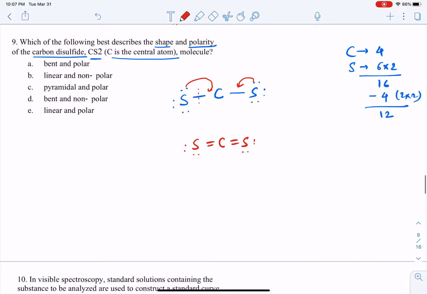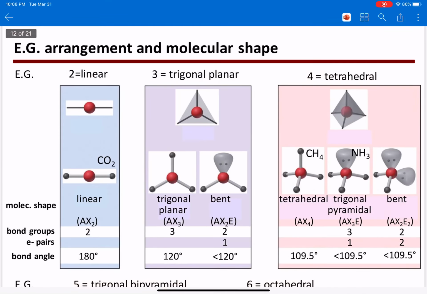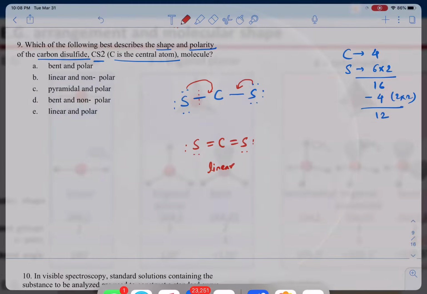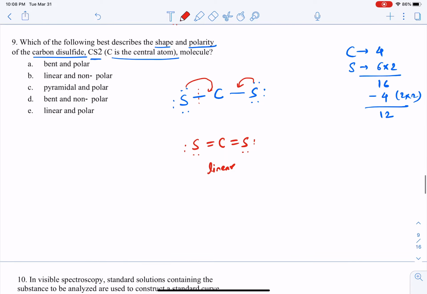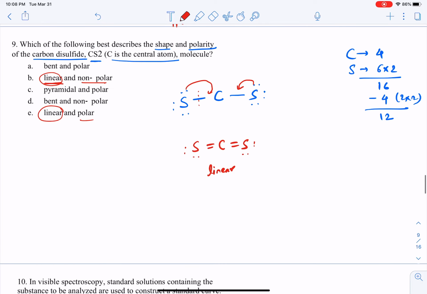So you can check that it's linear. How did I do that? I'll show you here. We have only 2 electron groups, so it's linear, 180 degrees. Okay, so it's a linear structure. But there are 2 options for linear: polar and non-polar. So now we will check whether it's polar or non-polar.